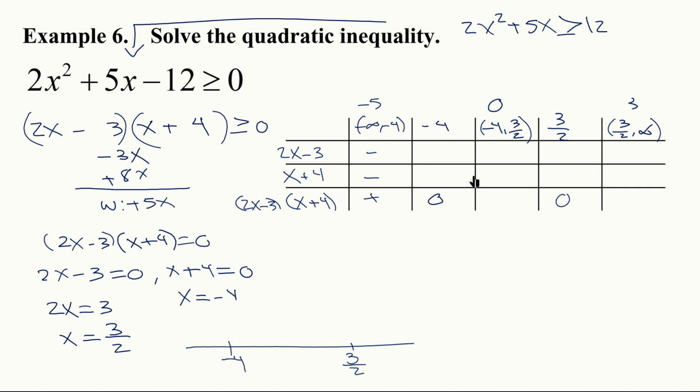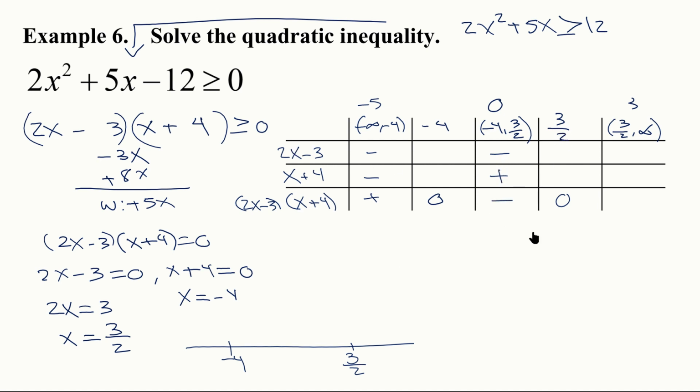So we don't need to worry about plugging anything in. In this region, we're going to substitute 0. So 2 times 0 is 0 minus 3 is -3, so that's negative. 0 plus 4, that's positive 4, so that's positive. So the product is negative. Negative times positive is negative.